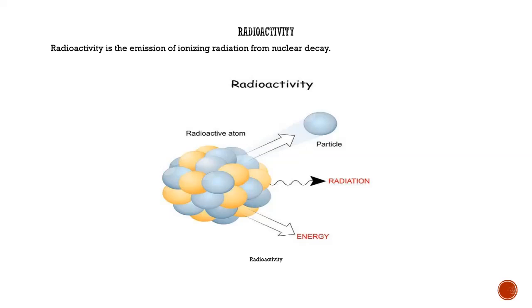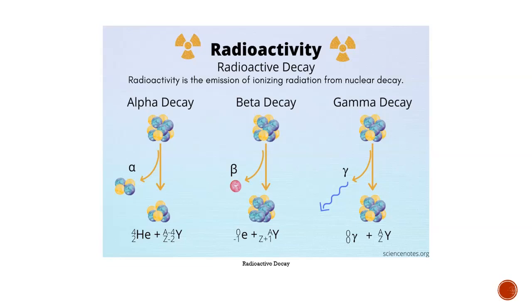Okay, so now we have to know what radioactivity is before we move on. So radioactivity is the emission of ionizing radiation from nuclear decay. Now what happens? This is a radioactive atom, and it emits certain particles. It emits basically three particles: alpha, beta, and gamma particles. And there is radiation going on simultaneously. So when the particles are emitted from the radioactive atom, it generates energy. Now this is known as radioactive decay, or radioactivity, the emission of ionizing radiation from nuclear decay.